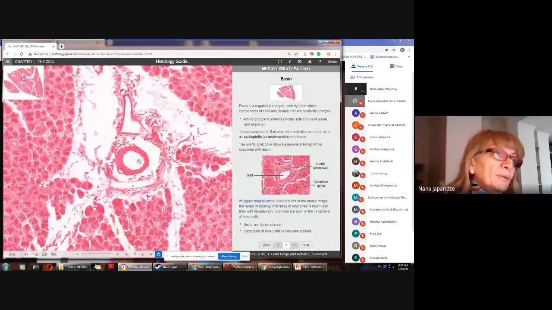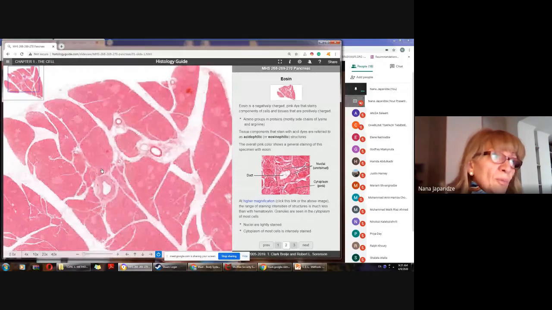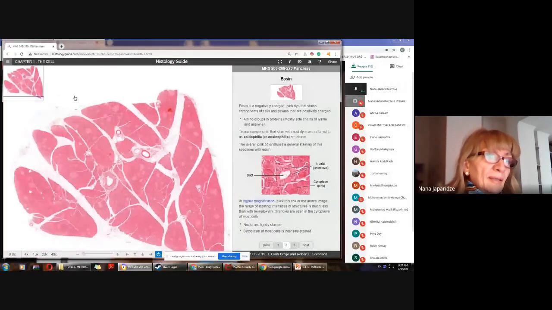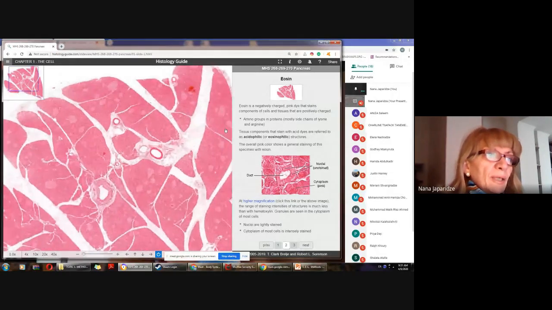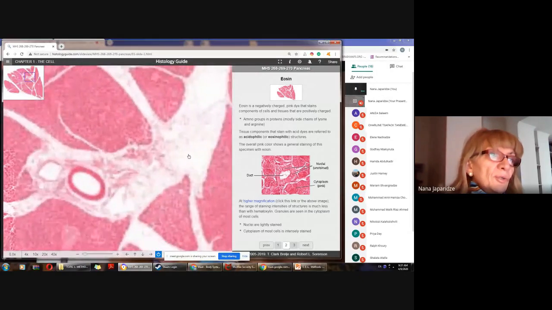Small arteriole, venule is here too. So again, the stromal part is not stained or lightly stained. Blood vessels, of course, they are stained very well. Stromal part usually contains the connective tissue.